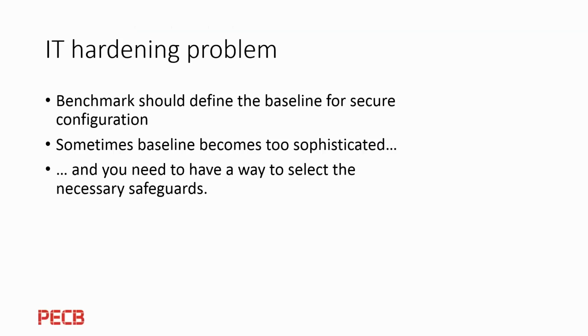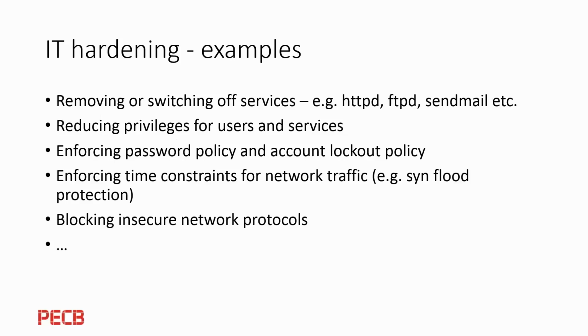So you need to select somehow which requirements are to be implemented and which should be omitted, and you need to have a way to select, and this is what we are going to discuss in the further part of this presentation. But first I would like to go with you through these various IT hardening examples.